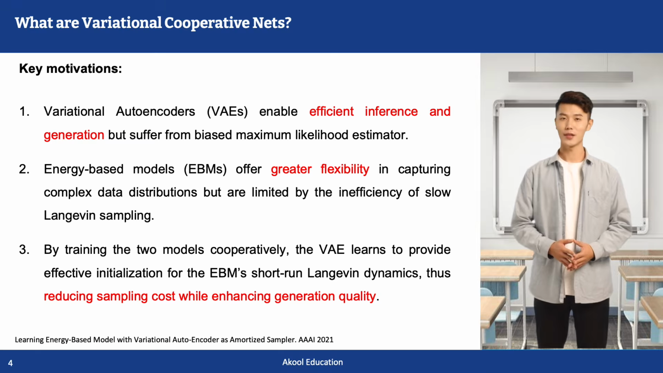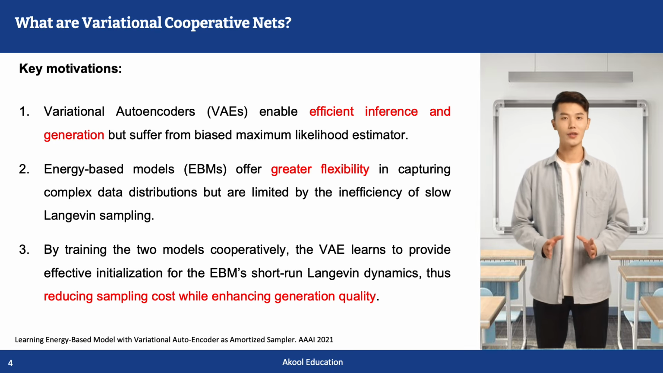Why combine these two models? The variational autoencoder offers efficient inference and generation, but tends to have biased likelihood estimation. The energy-based model, on the other hand, can model complex data distributions but struggles with slow sampling due to the iterative process of Langevin dynamics. By training them cooperatively, the variational autoencoder provides a good initialization for the energy-based model sampler, reducing computational cost, while the energy-based model improves the sample quality of the variational autoencoder. This cooperation effectively merges efficiency and expressiveness.